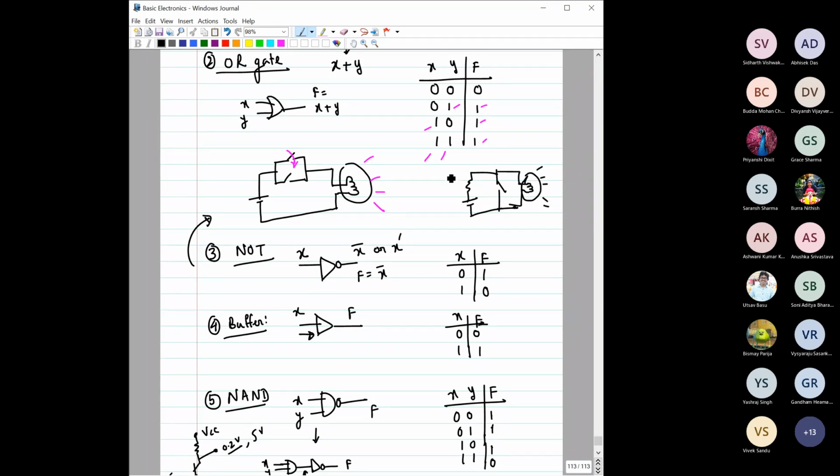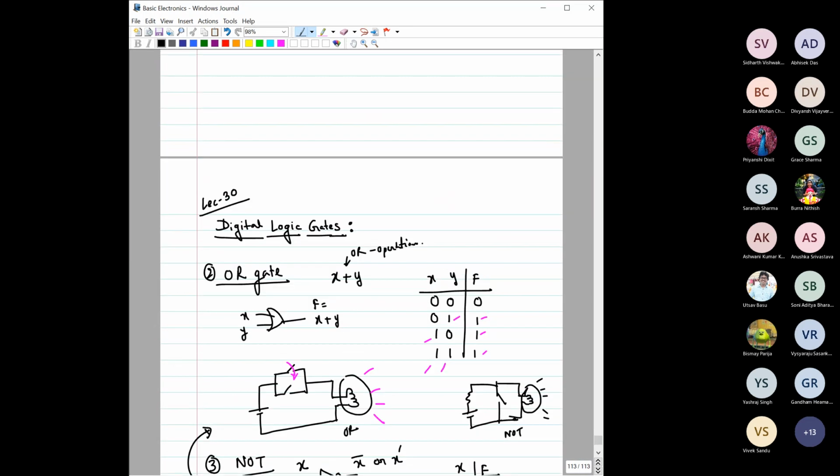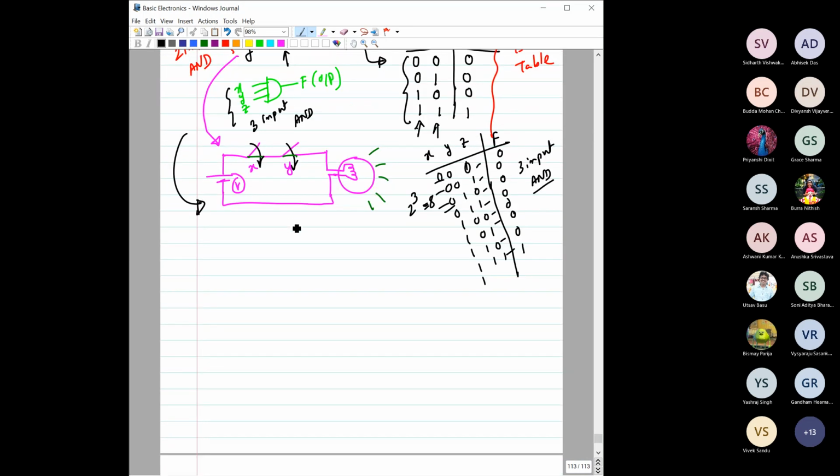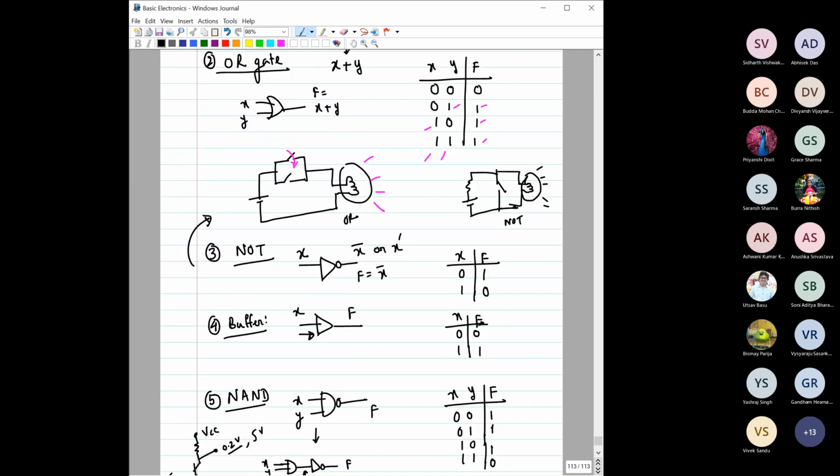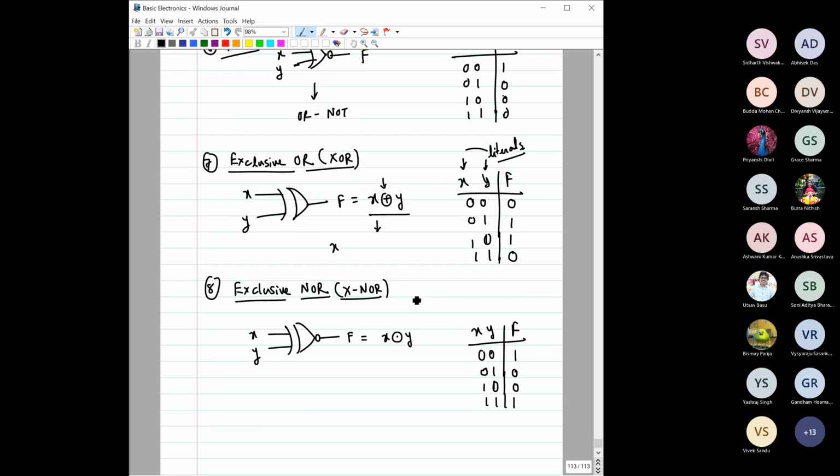So switch parallel. So you know how to make NOT, how to make OR, and how to make AND, right? Okay. Now let's see here. This exclusive OR, it is x plus x or y. Can we write it as something like this?